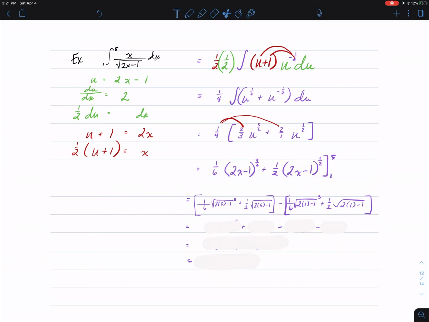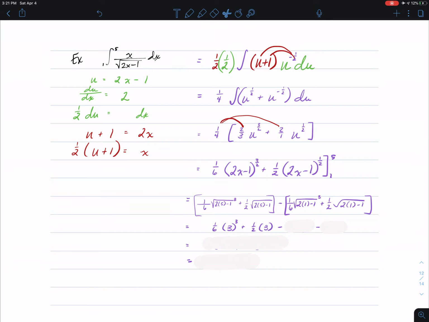So this piece, 1/6, no problem there. This guy is going to be 10 minus 1, which is 9, and the square root of 9 is really easy to do mentally. So the square root of 9 is 3, and 3 cubed is what I'm going to be looking at. Same thing with the second term. Square root of 9 is 3, so I'm just going to have a 1/2 times a 3.